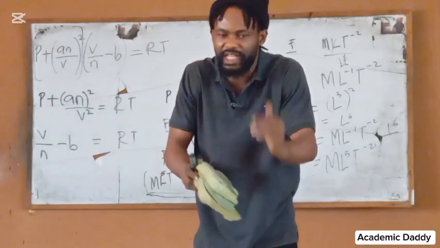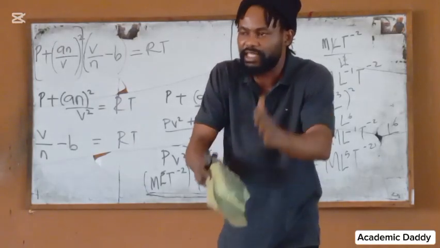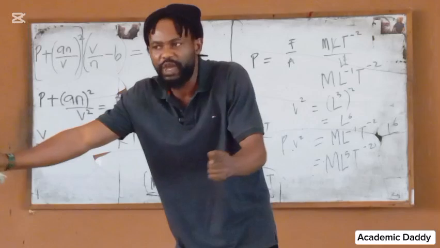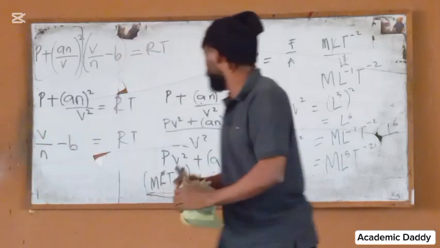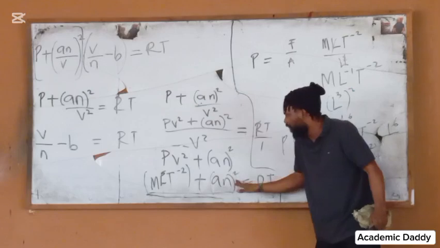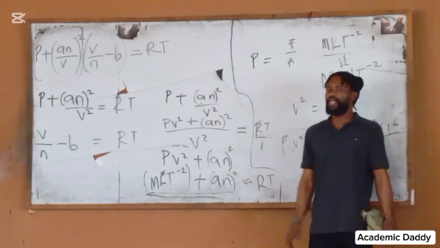So we say that whenever you are adding dimensional quantities, it means that they are the same, and whenever you are subtracting, it means that they are the same. So this is where you are supposed to stop for this answer. Which means it is simply going to be the same thing as just saying an square is equal to NL5T minus 2. That's your answer.